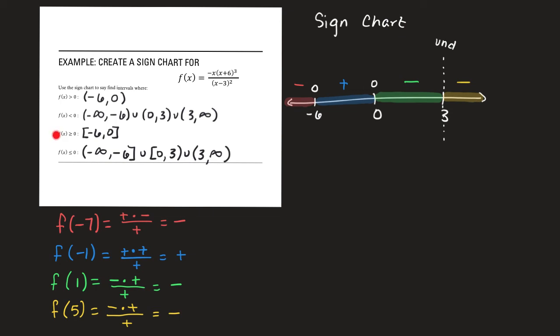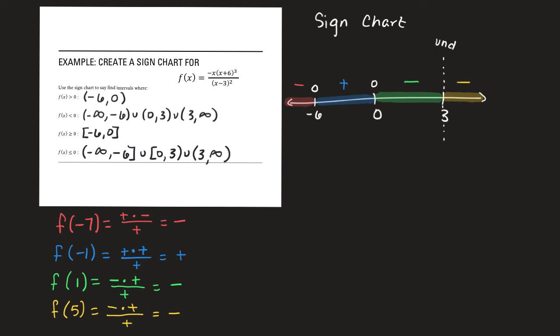And then I used this information to determine when the function was greater than 0, less than 0, greater than or equal to 0, meaning I can include the zeros, and less than or equal to 0, which means I could include the zeros, but make sure you still never include the undefined values because that function's not defined on the function.